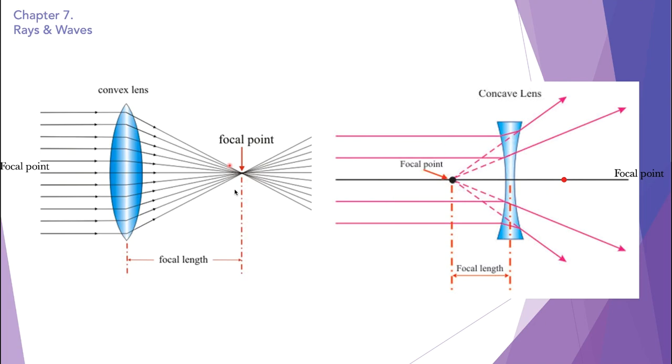So these were the concave lens and the convex lens. They're pretty simple and easy to understand. Convex lenses are thick in the center and thin around the edges, whereas concave lenses are thin in the center and thickest around the edges. So now let's look at how real images are formed by convex lenses.